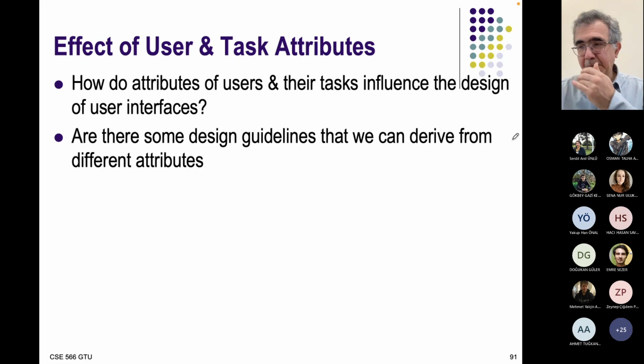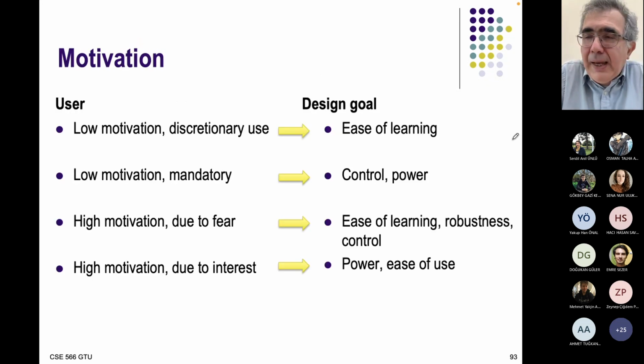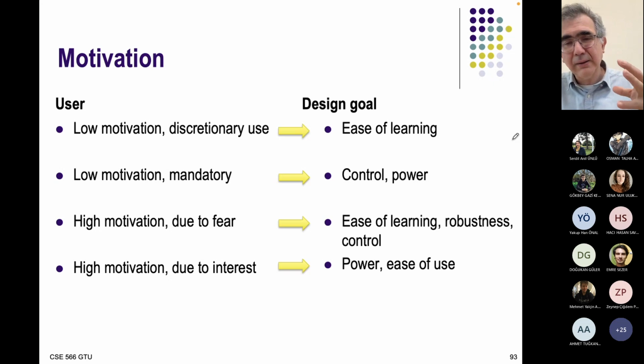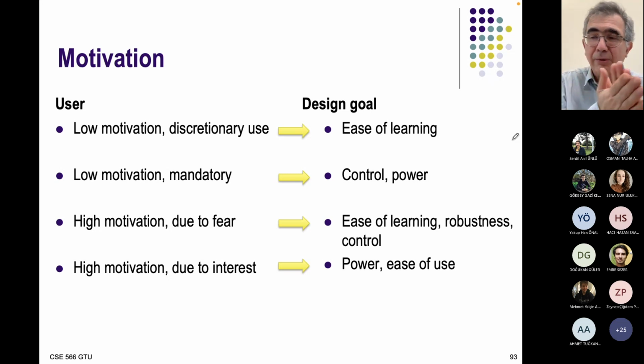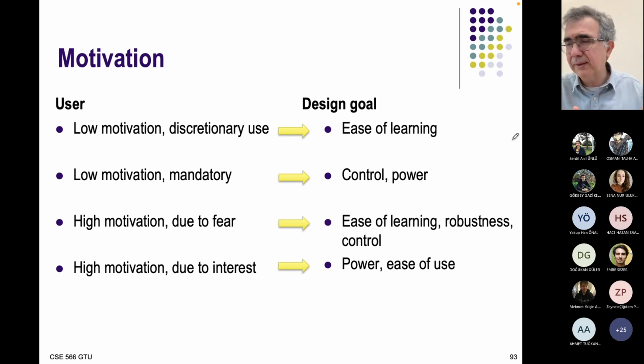Some people have low motivation and optional use of the application. In that case, our target must be easy to learn. Our application should be easy to learn. If the person has low motivation, like a bank worker, but you have to use it, then the application should give control and power to the user. That increases the motivation. In the first one, motivation is low and usage is also optional. They may not do it. Then ease of learning is important.